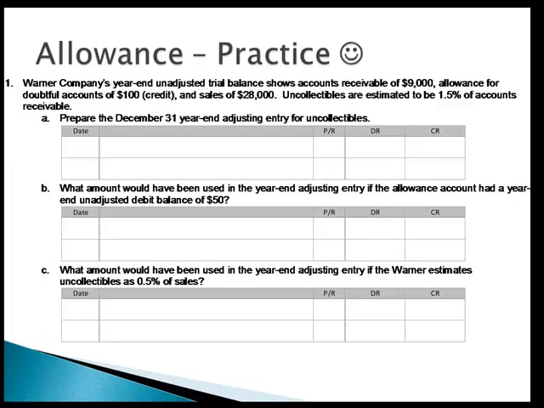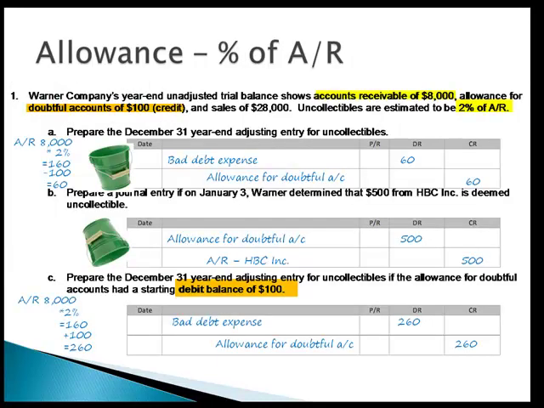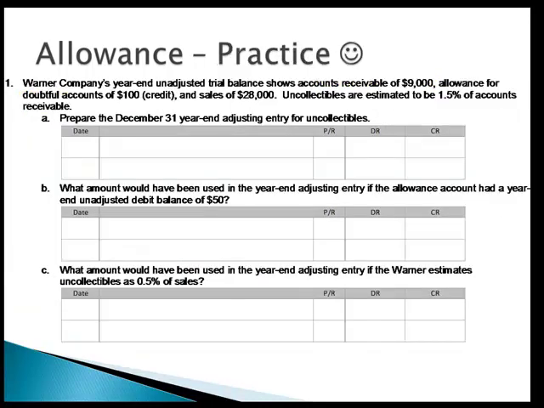All right, so here's from your workout sheet, so we can go through another example. Warner Company's year-end unadjusted trial balance shows accounts receivable of $9,000, allowance for doubtful accounts of $100, a credit balance, and sales of $28,000. This is slightly different. Uncollectibles are estimated to be 1.5% of accounts receivable.